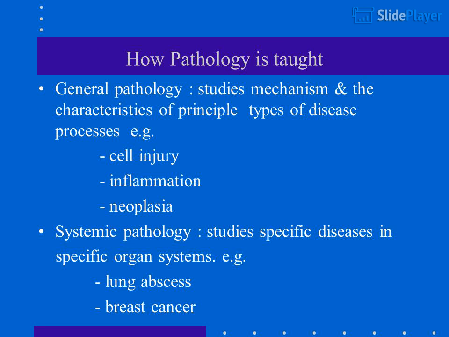General pathology studies mechanism and the characteristics of principal types of disease processes. For example, cell injury, inflammation, neoplasia. Systemic pathology studies specific diseases in specific organ systems. For example, lung abscess, breast cancer.